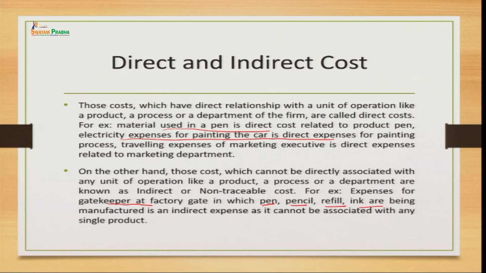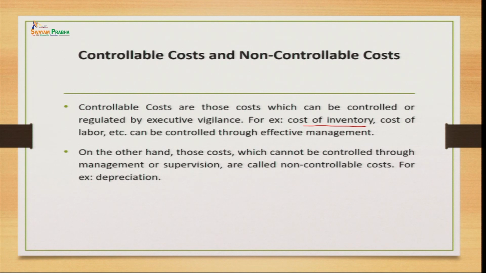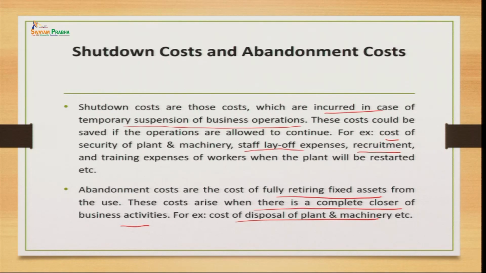Direct costs are those costs which have a direct association with a product or a process, whereas indirect costs are those costs which are not directly related to any product or a process. Then there are some costs which are called controllable, those costs which can be controlled by proper supervision and management are your controllable costs, whereas the costs which you cannot control by proper supervision and management are called non-controllable costs. Then we have shutdown and abandonment cost. Shutdown cost arises when there is a temporary suspension of your business unit, whereas abandonment cost arises when there is a complete closure of your business unit, right.